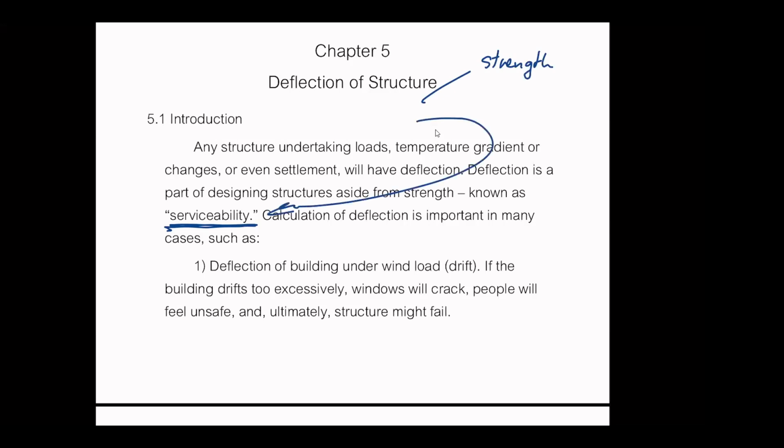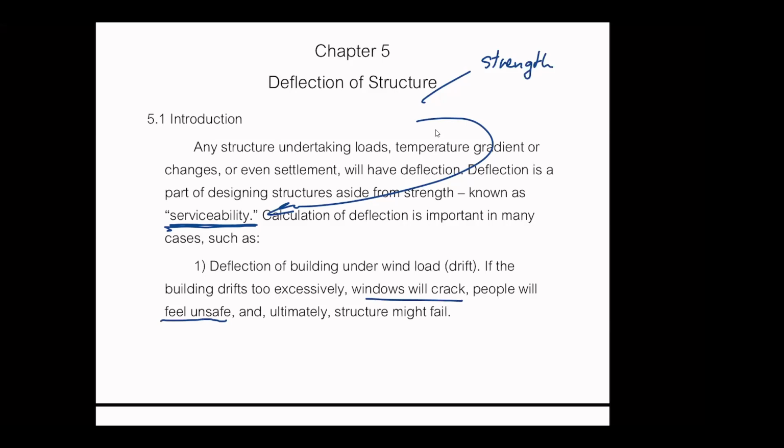Because if you have too much deflection in the structure, you may have the non-structural elements being damaged. Because as I say here, your windows will crack. You cannot open the windows. You cannot open the door. The sliding doors become stuck, and people will ultimately feel unsafe.